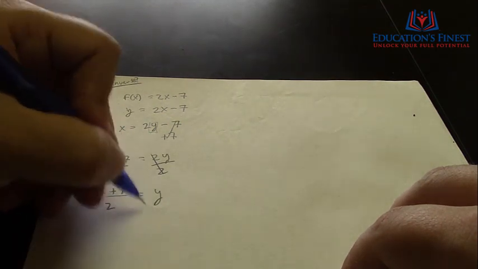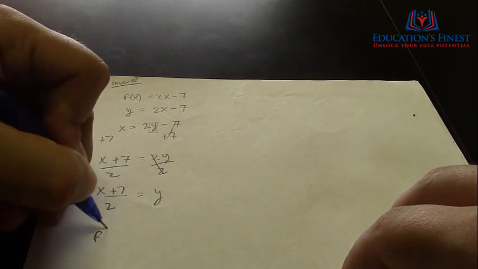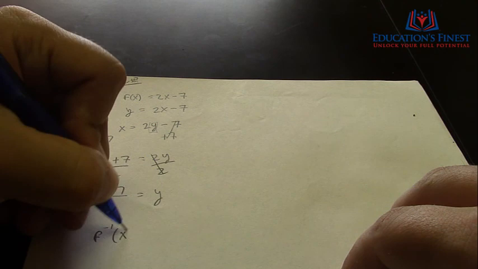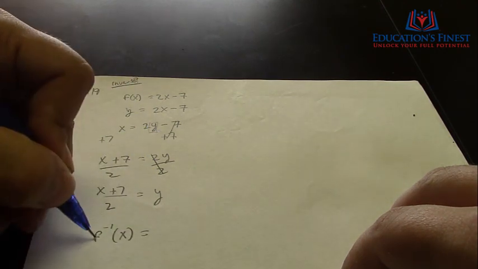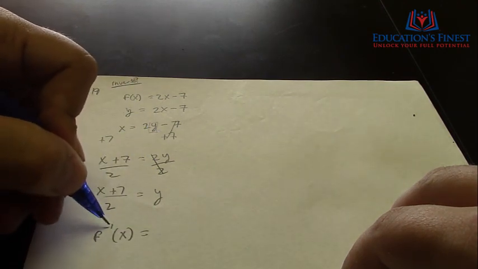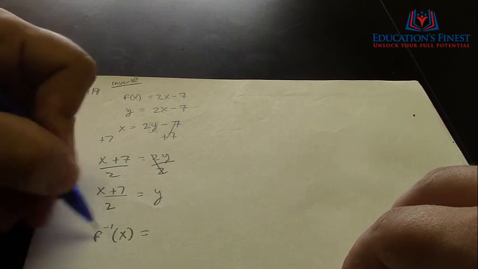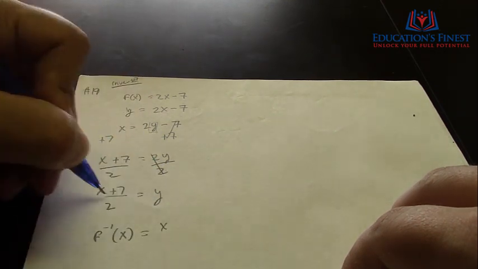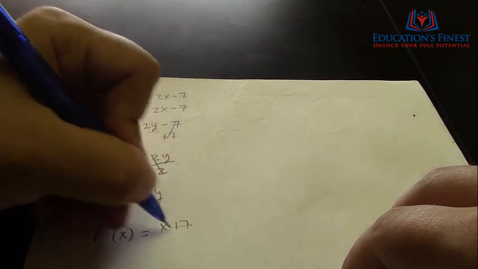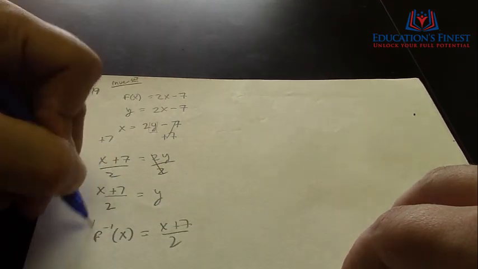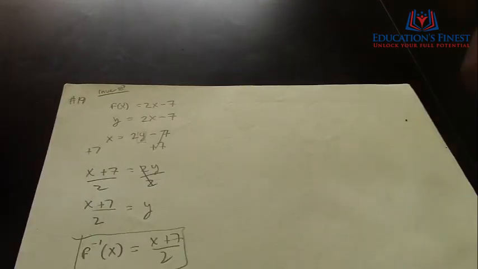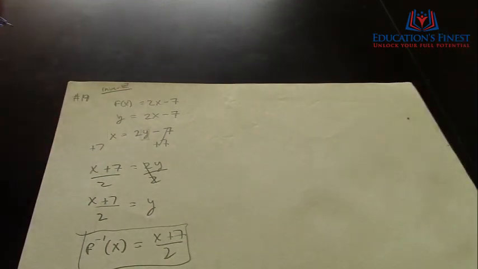Divide both sides by 2, and we get (x plus 7) over 2 equals y. And that's your inverse. So you're going to want to change this y into inverse notation, which looks like this. It's going to be f with the little negative 1 up here of x. This means f inverse of x equals (x plus 7) divided by 2. And that's how you find the inverse. Same process for every problem.